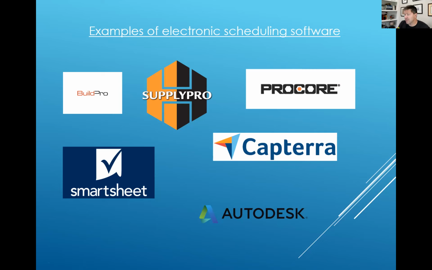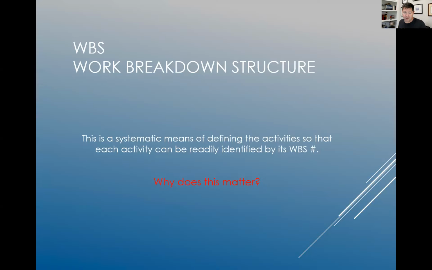Procore, also very popular amongst commercial contractors, particularly tenant fit out. Capterra, Smartsheet, Autodesk, these are all examples of large production scheduling companies that have really good products. Depending on what your company uses, you can't go wrong with any of these.